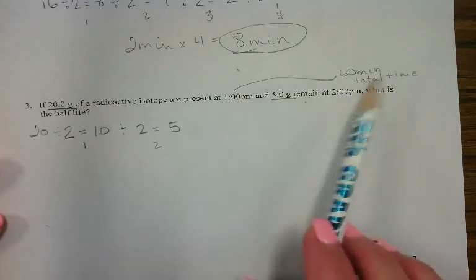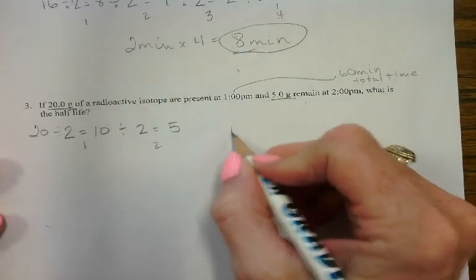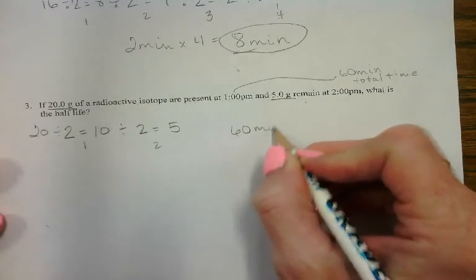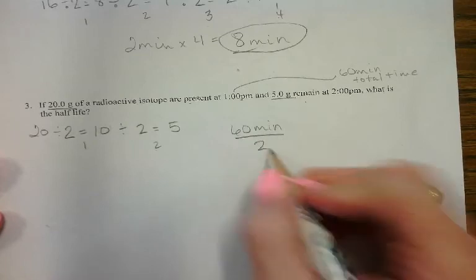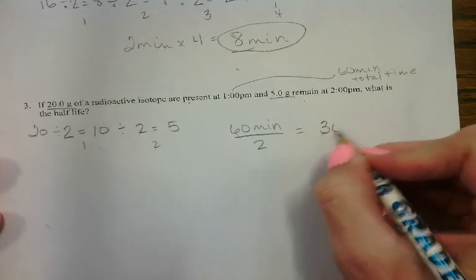Okay, that thing occurs in 60 minutes. Alright, so in order to find out how much is one half-life, 60 minutes was the total time, 60 minutes divided by the 2 half-lives. So one half-life, 30 minutes.